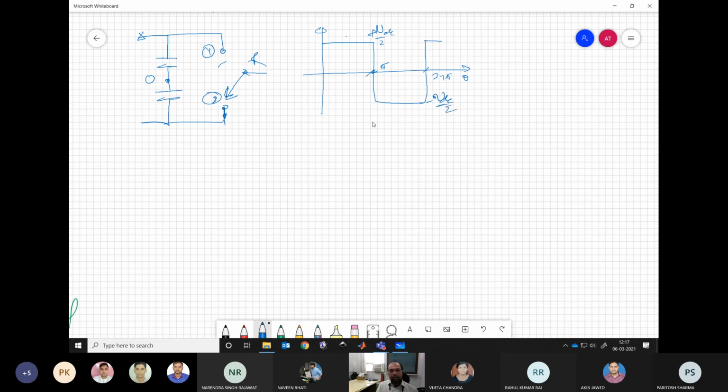Now what happens? This is one waveform. Now we may also have another waveform. Let us say you start with VDC by 2, but you switch down at pi by 2. And then you continue up to 3 pi by 2, and then you again make it plus VDC by 2 at 3 pi by 2. This is also a valid waveform. It's an AC waveform.